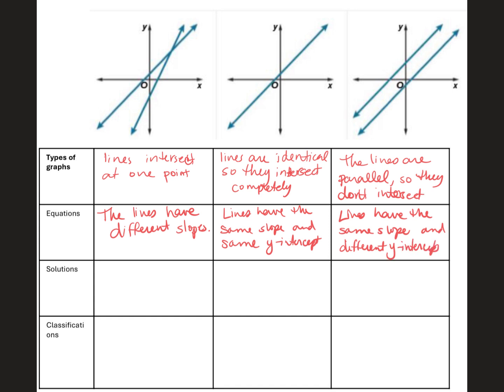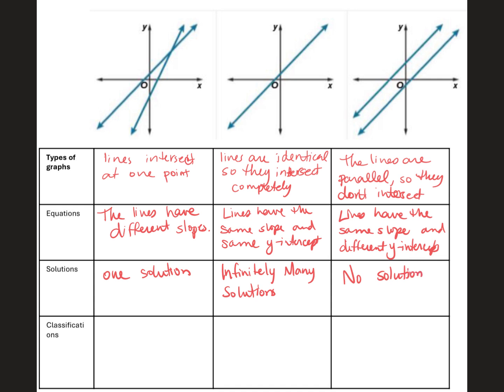Now when we talk about the number of solutions, this type of pair of lines has one solution. They will intersect one time, always, if they have different slopes. The second scenario has infinitely many solutions, since the lines intersect completely. And if the lines do not intersect at all, then they have no solution.